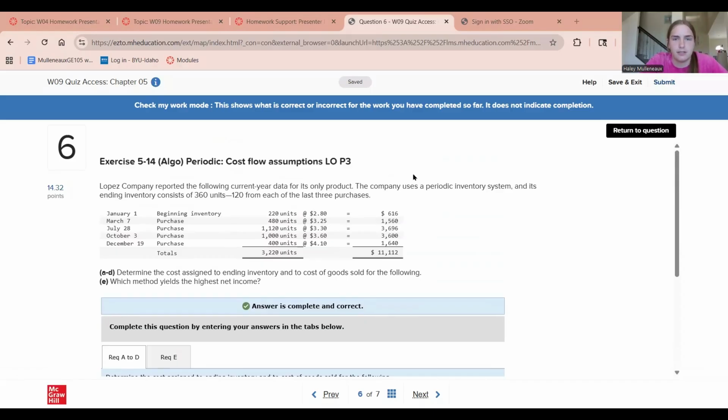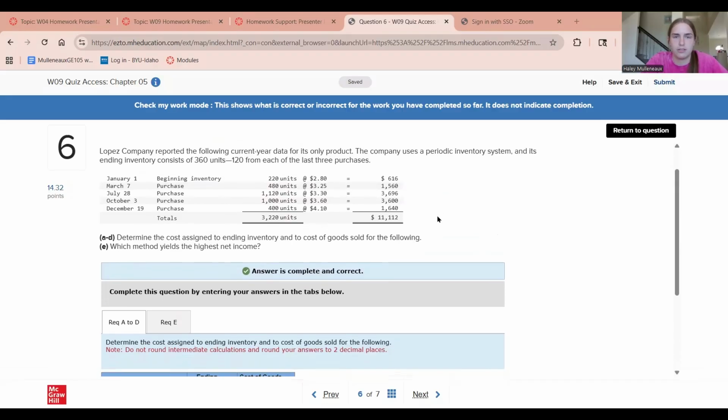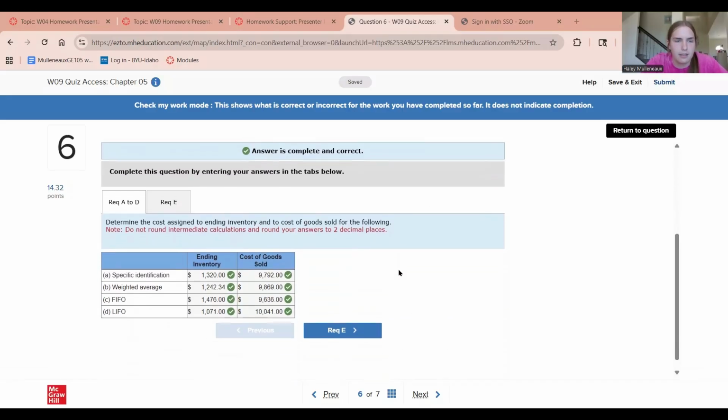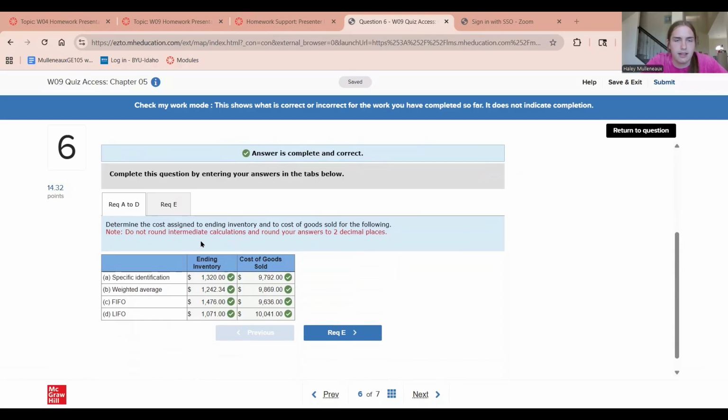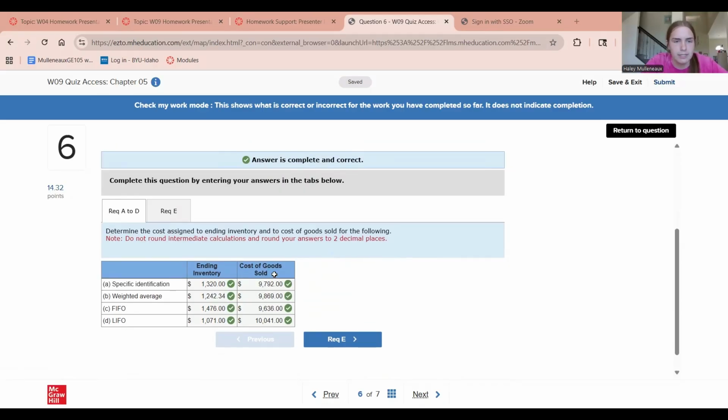Alrighty, I'm just gonna read this. It says Lopez Company reported the following current year data for its only product. The company uses a periodic inventory system, and its ending inventory consists of 360 units, 120 from each of the last three purchases. And this says determine the cost assigned to ending inventory and to cost of goods sold for the following. So I'm just going to do these in order.